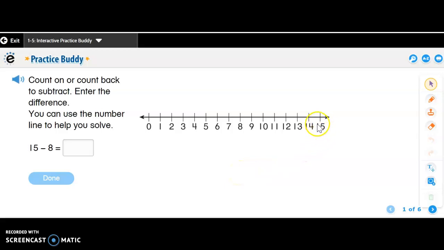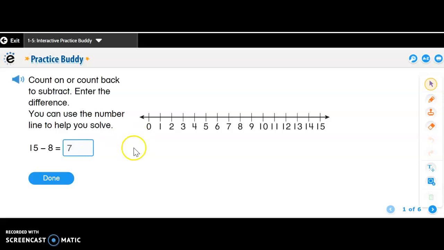When we count back, you always pick the biggest number from your equation. So is 15 bigger or is 8 bigger? 15 is bigger. So then we're going to take 8 giant jumps backwards. Ready? So 15 take away 8. 1, 2, 3, 4, 5, 6, 7, 8. What number did we land on? We landed on number 7.